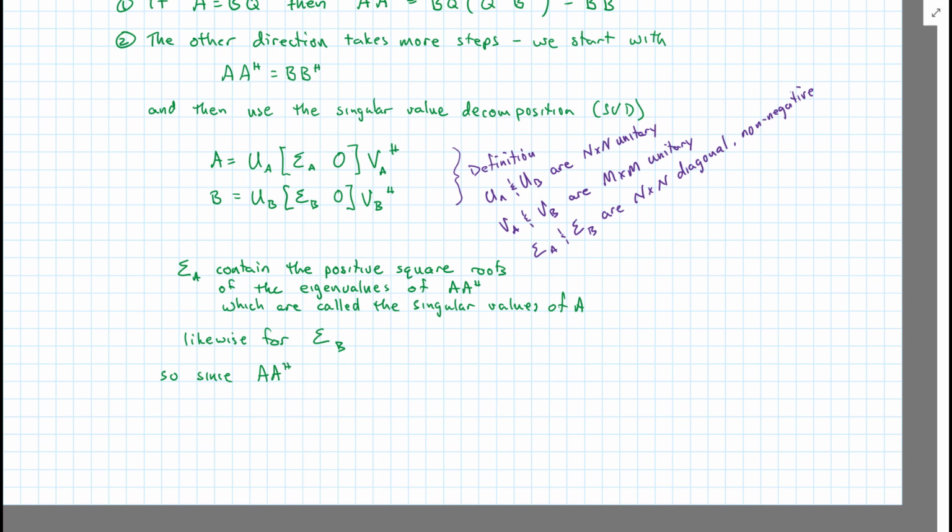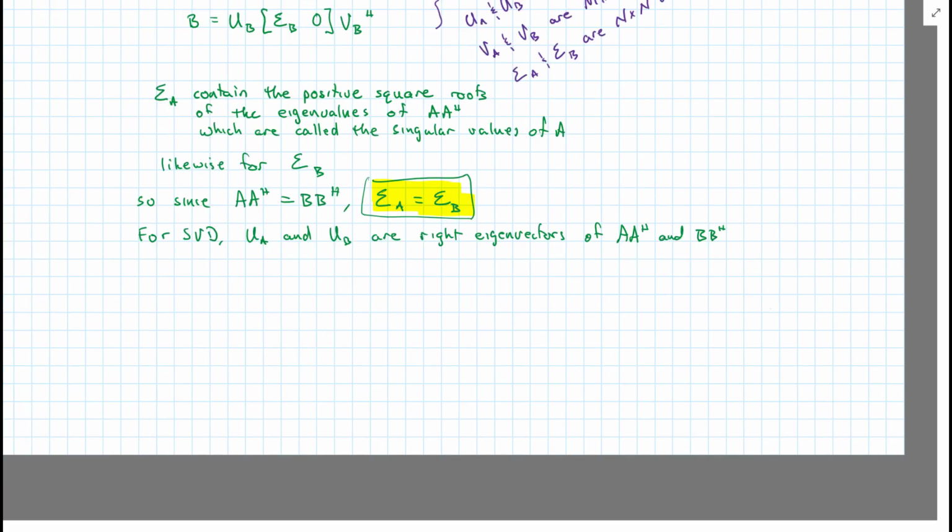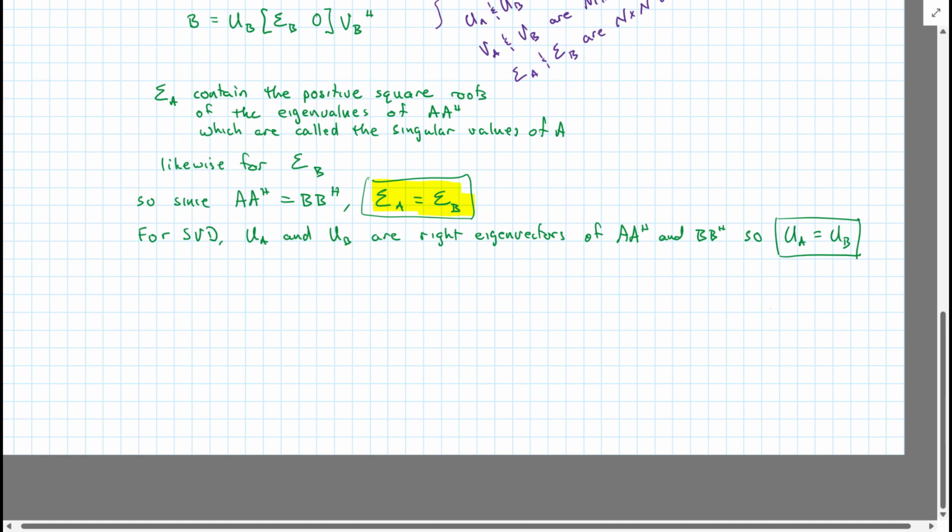So since AA^H equals BB^H, sigma A is equal to sigma B. For a singular value decomposition, the U matrices are the eigenvectors of AA^H and BB^H in this case. Since AA^H is equal to BB^H, that means we have UA is equal to UB. Okay, we've got all the pieces in place.